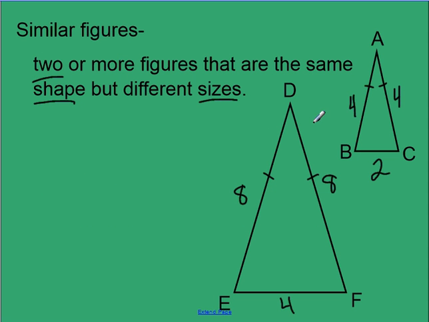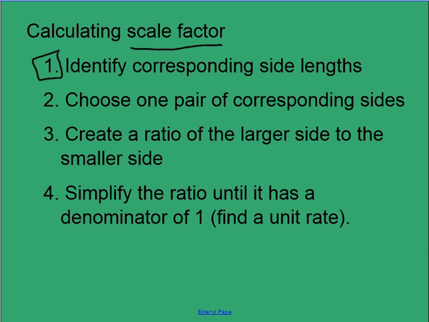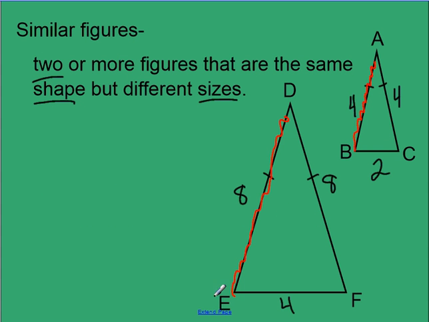So in this example, it's pretty simple. If I look at this side, side DE, it's pretty obvious that it corresponds to side AB on this triangle. They're both kind of pointing in the same direction, so it's easy to tell what's corresponding. It isn't always easy to tell what is corresponding. The second step, we're going to choose one of these pairs of corresponding sides. You only need one for this. Once you know it's a similar figure, you can just find the scale with one pair of sides. So let's use these two sides that I just marked, DE and AB.